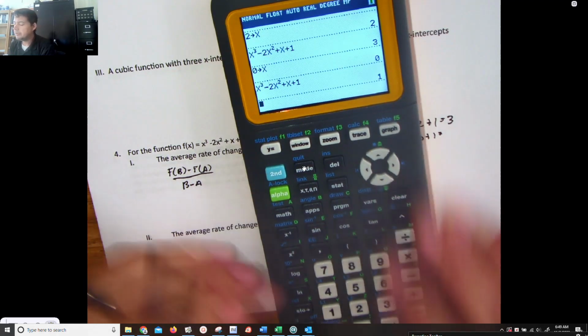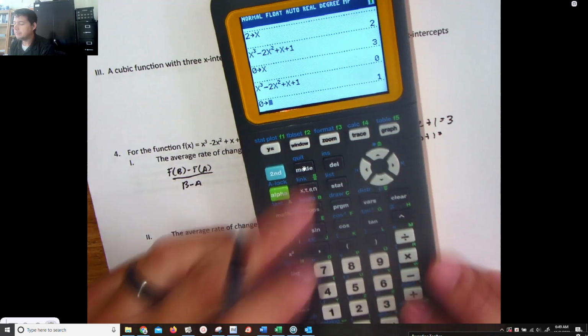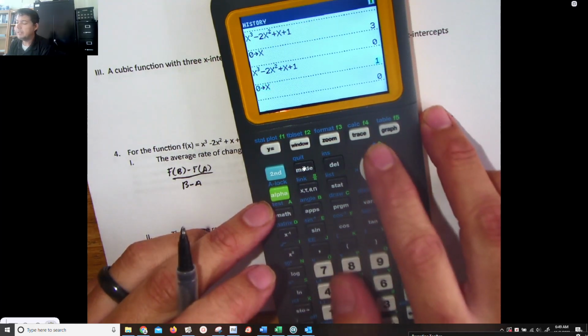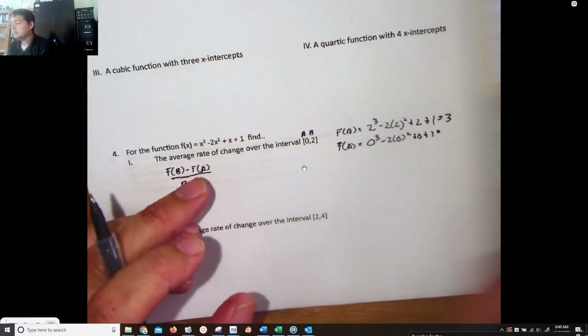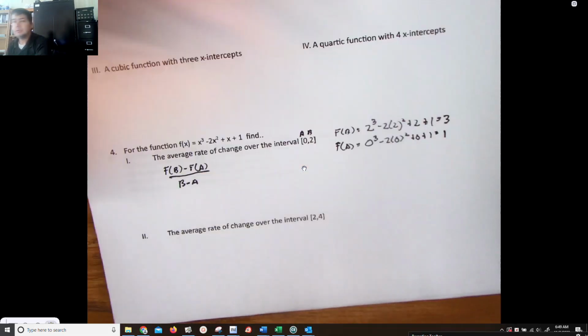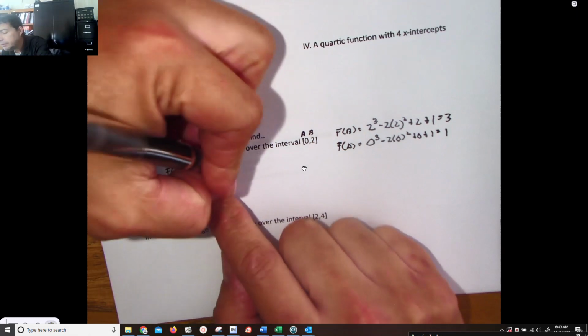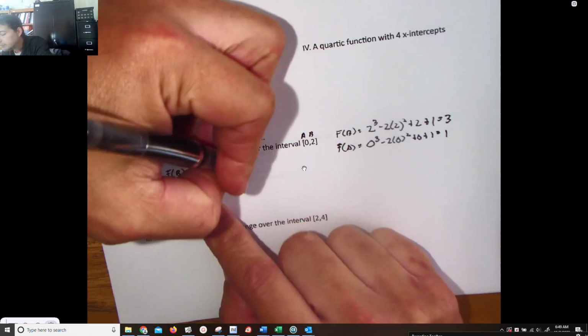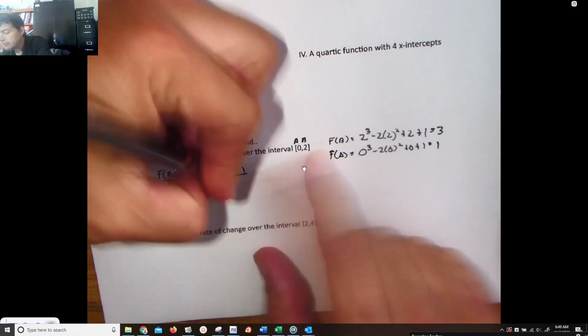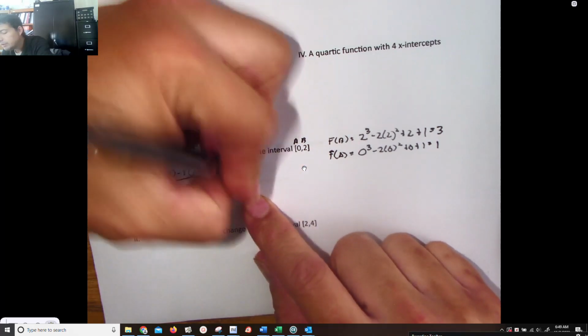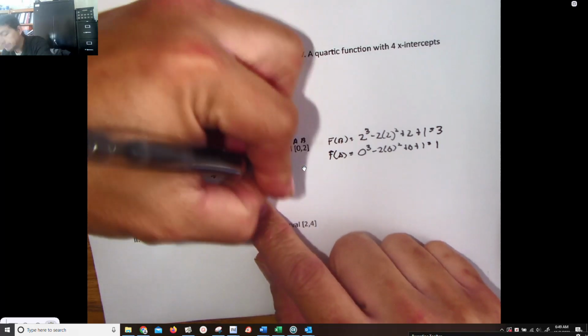Now what I did is I took a 0, I stored it to x, and then I just arrowed up and highlighted what I typed in previously. Pressed enter again. It's 1. So now I can plug everything in. F of b was 3. F of a was 1, so take away 1 over 2 minus 0. And I get 2 over 2, which is 1.